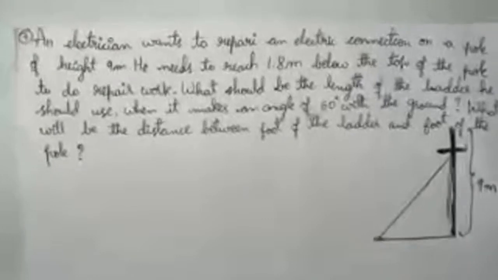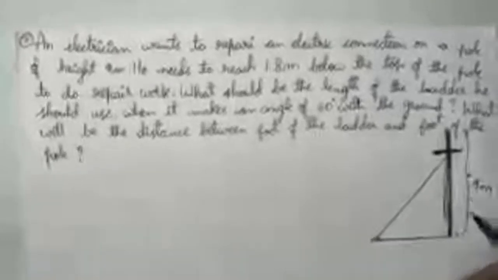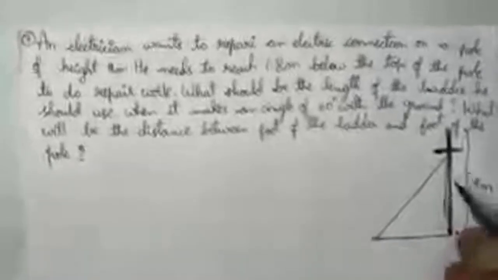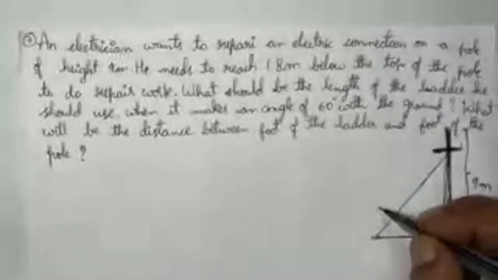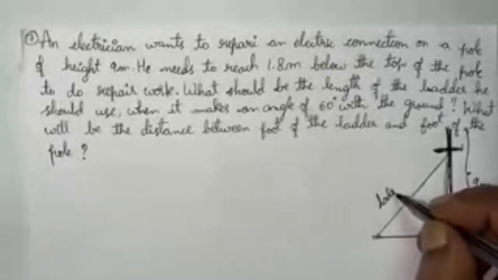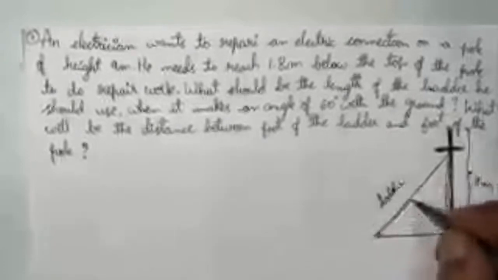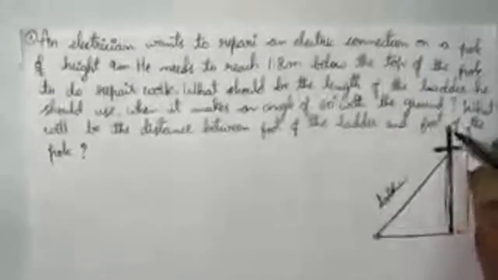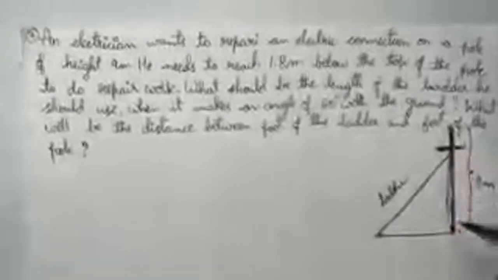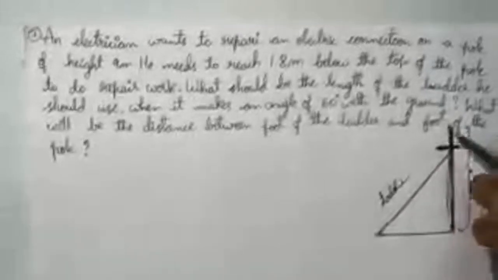9 meters is the total height of the pole, but the electrician will use one ladder. That ladder's height cannot reach the total height of the pole. Total height of the pole is 9 meters.